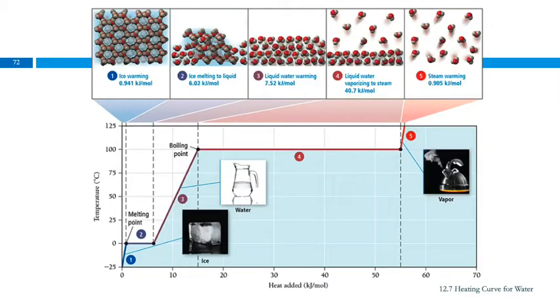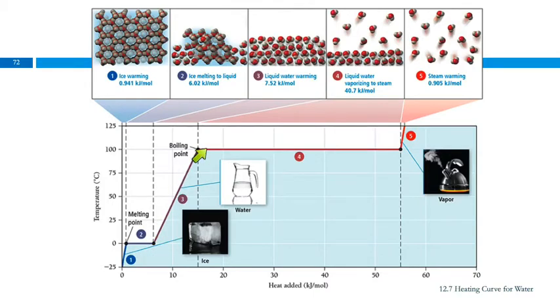This is a heating curve for water. So again, we've got temperature on the y-axis as a function of heat added. If we started with ice at minus 25 degrees Celsius and we start adding heat, the temperature would go up until it started melting. Then all the heat that's added goes into the melting process. The temperature doesn't go up until all of it's melted.